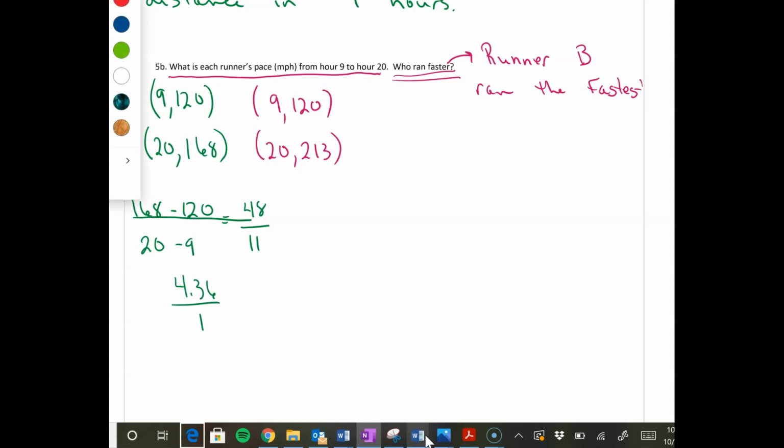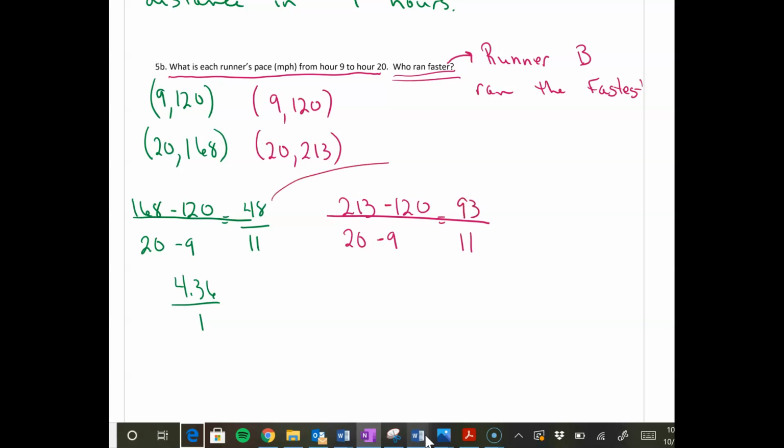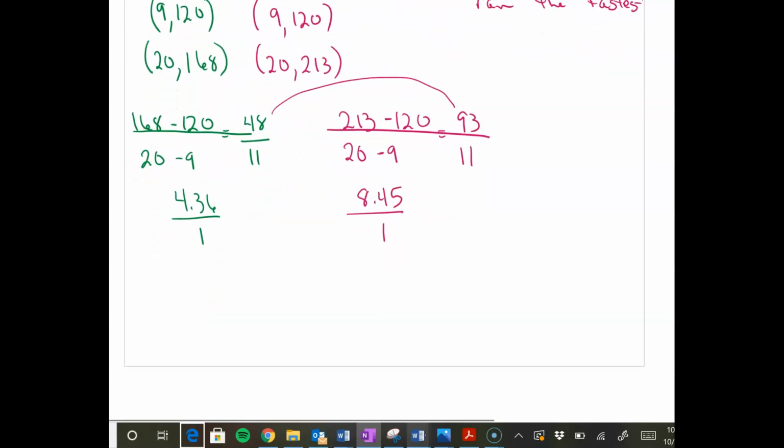Now with runner B, I'll put his Y's on top, make a whole new fraction. So I'll do 213, take away 120, which means, as far as the denominator goes, also 20 take away 9. Well, I already did that, that's 11, but 213 take away 120 is 93. It's not quite double, but that's a lot faster. So 93 divided by 11 is 8.45, a bunch of 45 repeating, so I'll just cut that off. And now I can see who is running faster.